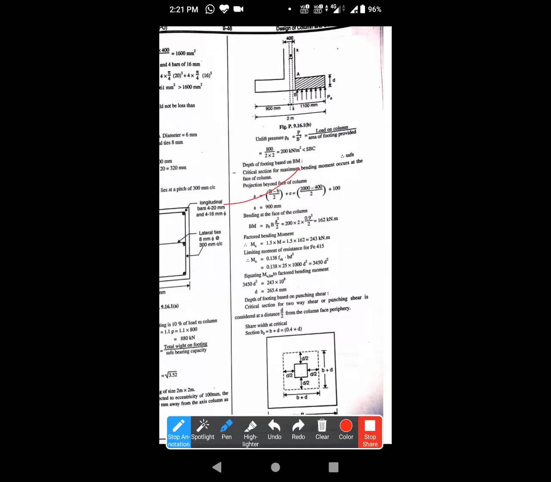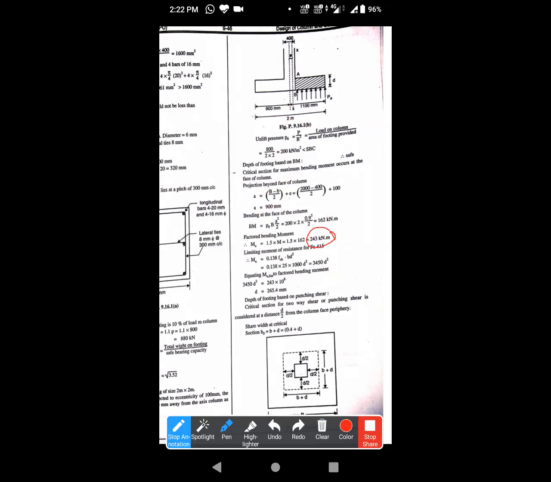You have to go for the two-way shear for the depth of footing. According to that, the projection A is equal to 900 mm. Bending moment at the face of the column is equal to P0, the uplift pressure, into B into A square upon 2. A is the projection beyond the face of the column. In the diagram you can observe the eccentricity away from the face of the column. Now the factored bending moment is 1.5 into 162, which comes to 243 kilonewton meter.